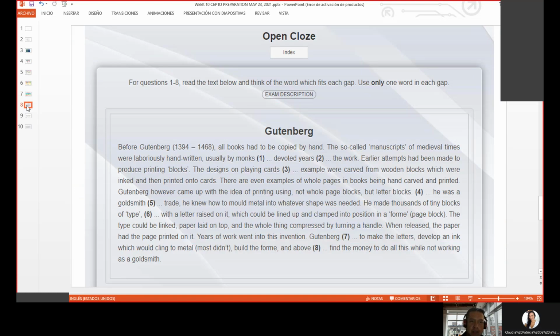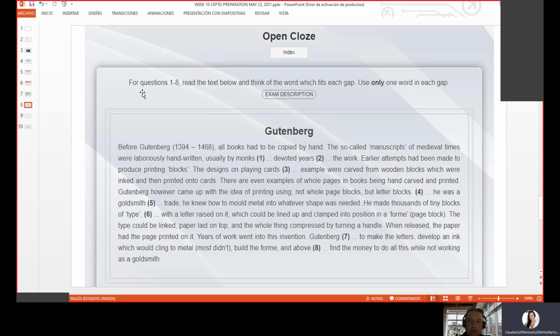Here we have an example of an open closed activity. Can you read the instructions? For questions 1-8, read the text below and think of the word which best fits each gap. Use only one word.